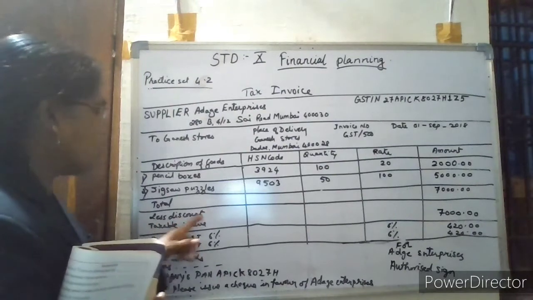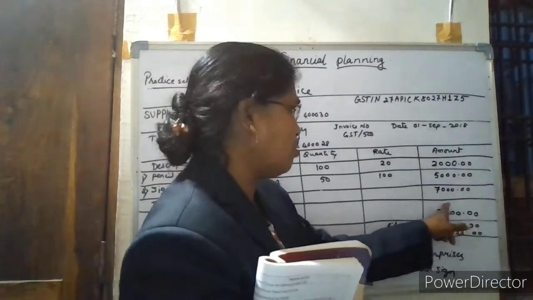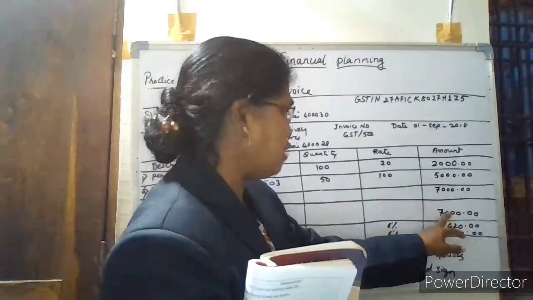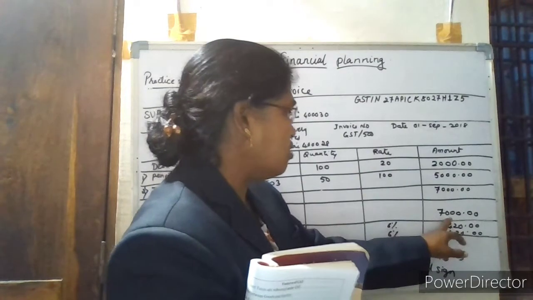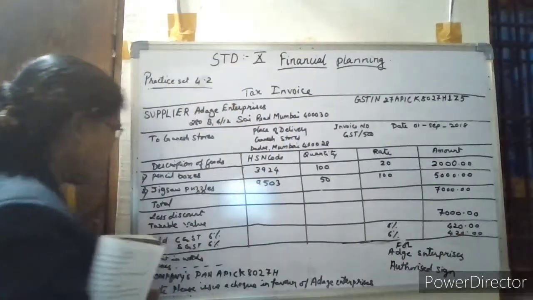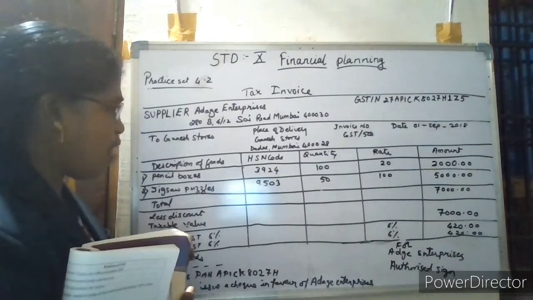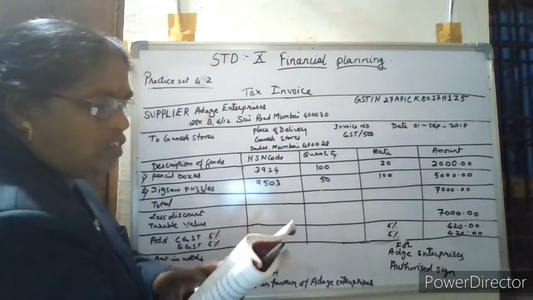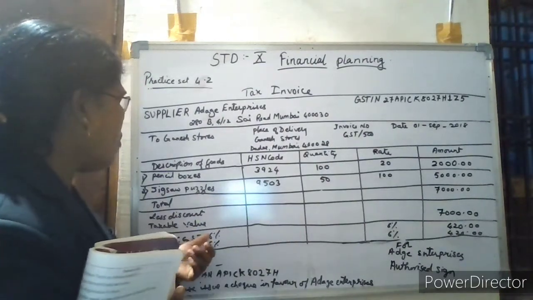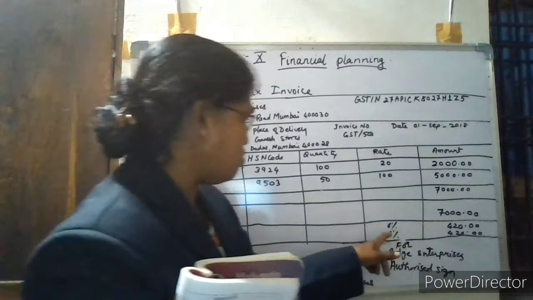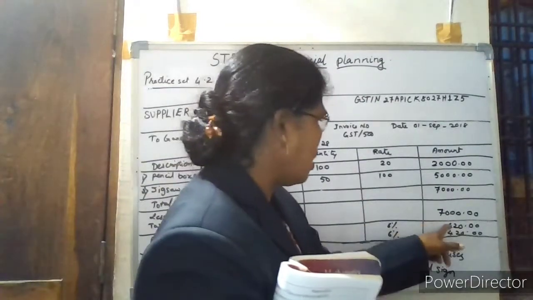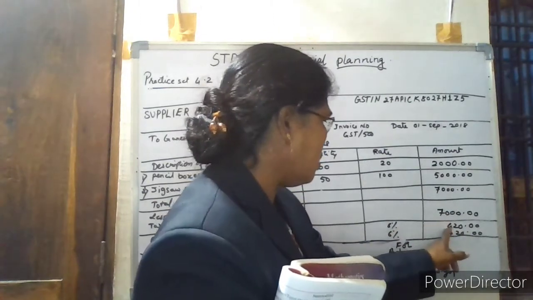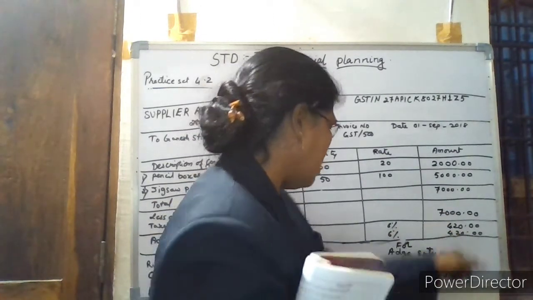Then less: if any discount is allowed, the discount is filled here, but no discount is allowed. Then the taxable value: this total becomes the taxable value. So 7000 is the taxable value now. Then in this you have to add the CGST and SGST. CGST is 6% because GST is given as 12%, so both are 6%. So 6% of this 7,000 is 420, for CGST and SGST.